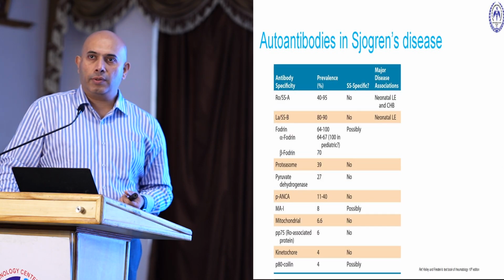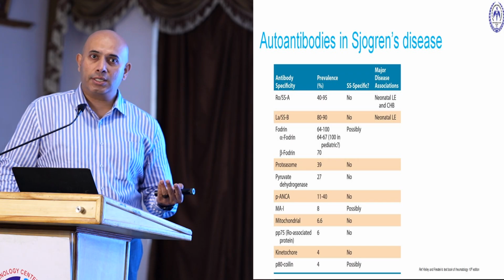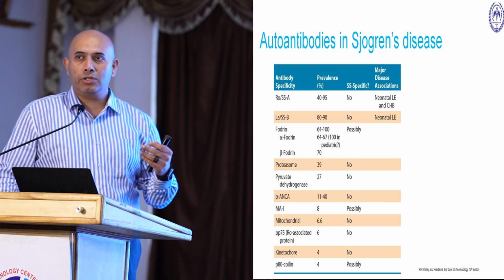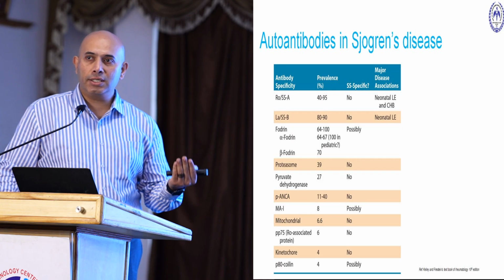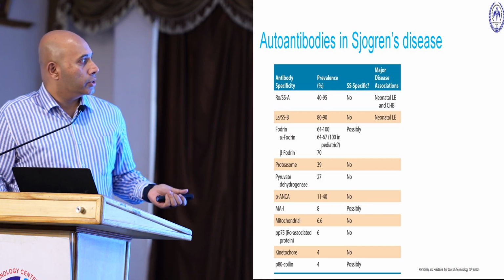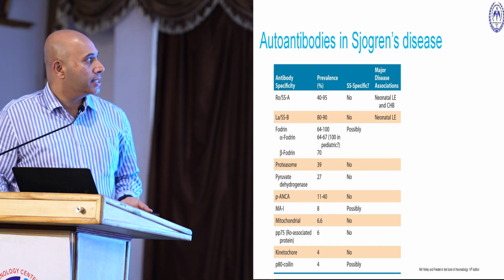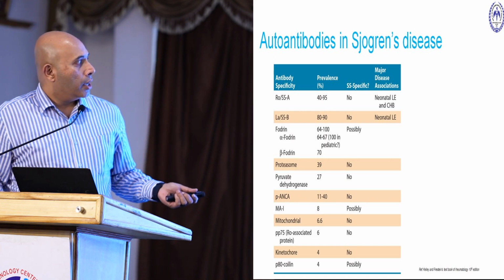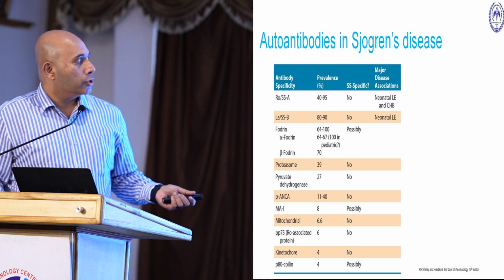Sjogren's is another variant which is known as Sjogren's disease now. Earlier it used to be Sjogren's syndrome. We know that it goes beyond the joints. It is a multi-system disease, so it's called Sjogren's disease, and we all know it's the Ro and La, or the SSA and SSB antibodies, which are specific for Sjogren's disease.